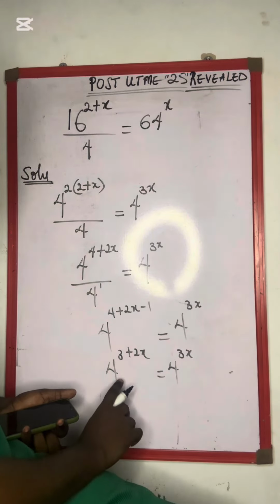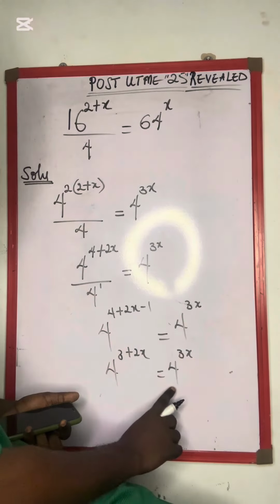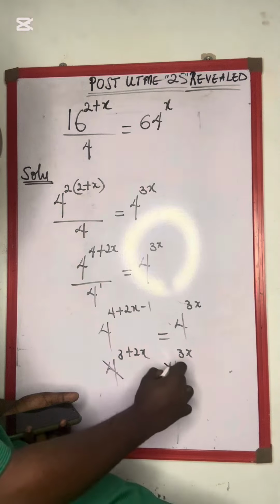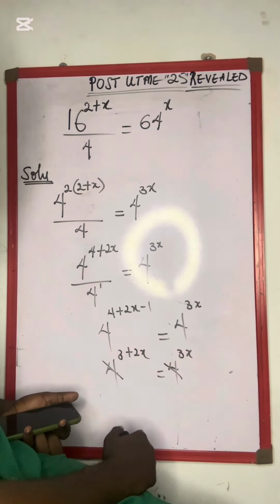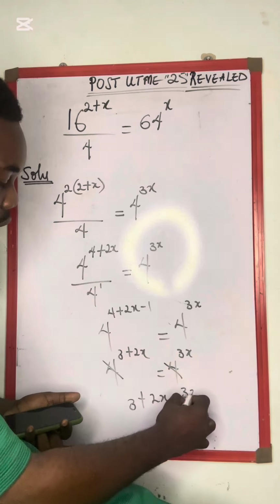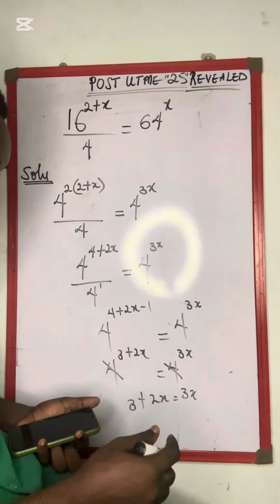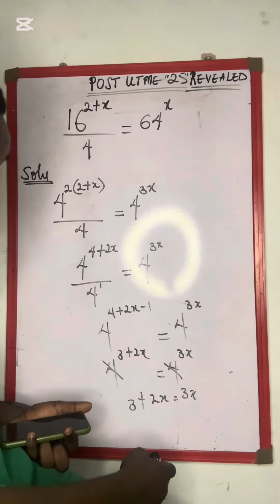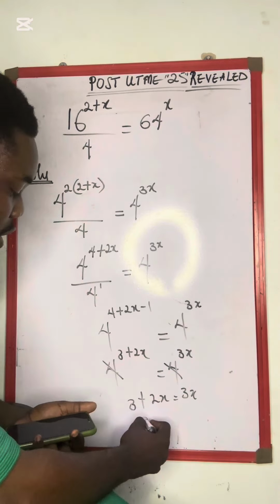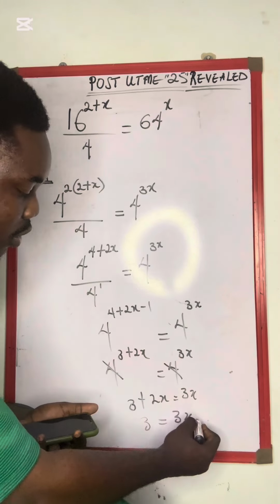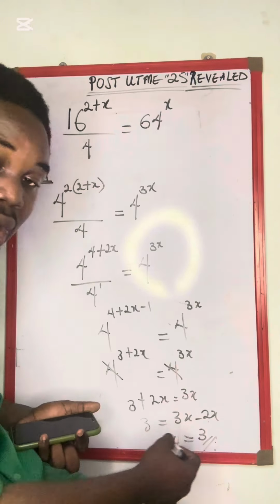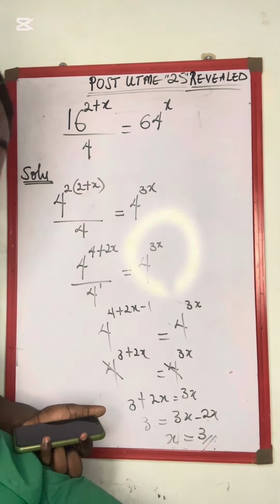Now, if you observe, the base on the left hand side is the same as the base on the right hand side. So you can cancel out the bases and equate the powers. So we then have 3 plus 2x equals 3x. We are asked to find x, so we collect like terms with respect to x. This 2x crosses over and becomes negative 2x, so we have 3 equals 3x take away 2x, and there we can see x equals 3 as our final answer.